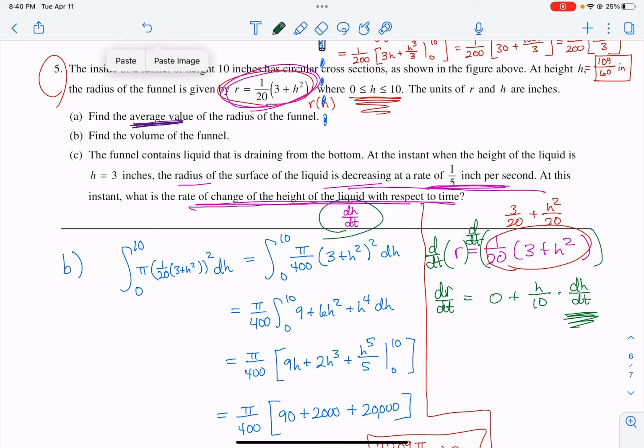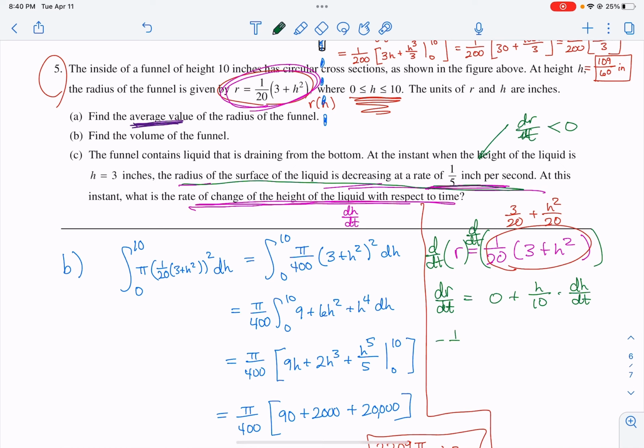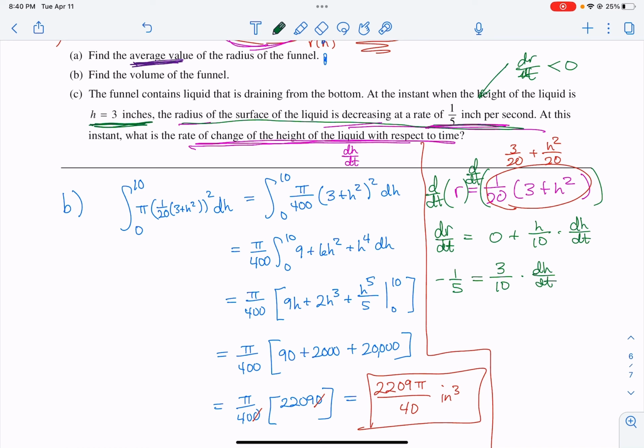Now, how do we figure that out? Well, they give us some information. They tell us the radius is decreasing at this rate. That's talking about your dr over dt. And because it's decreasing, we know it's negative. So on this left side, it would be negative 1/5. What do they also tell us? They tell us at this specific moment, the height is 3. So I would plug that in for h. And bada bing, bada boom, we can solve for dh over dt.